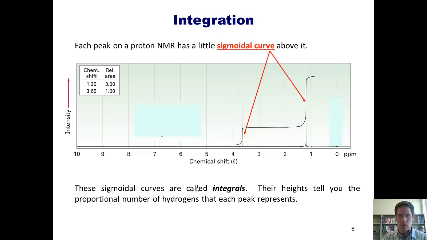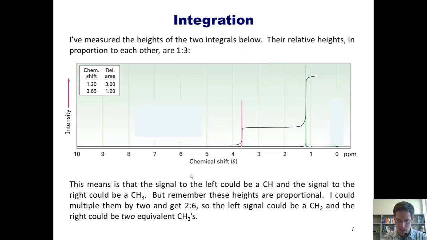Now in proton NMR, you'll also see that each peak has a little sigmoidal curve above it. These sigmoidal curves are called integrals. Their heights tell you the proportional number of hydrogens that each peak represents. For example, let's say that I've measured the heights of the two integrals shown here, and I found their relative heights in proportion to each other to be 1 to 3.